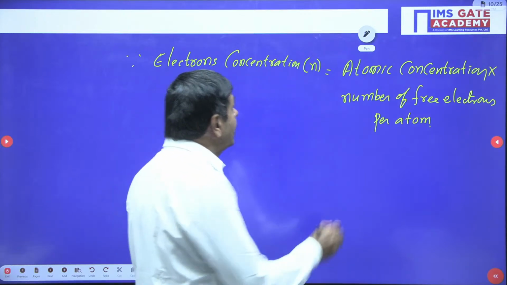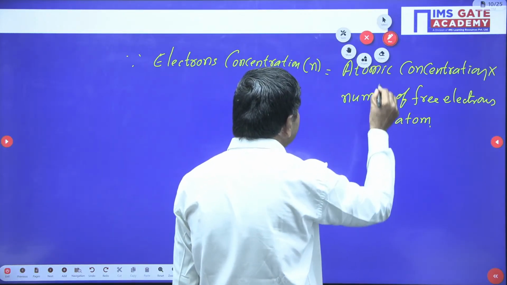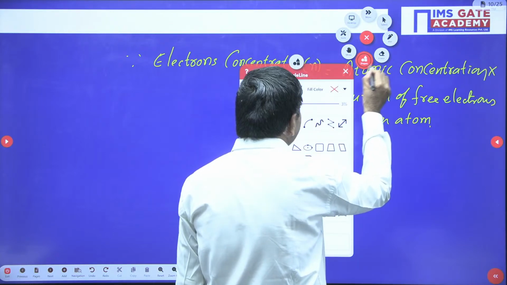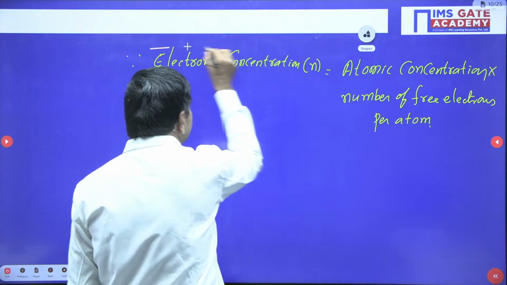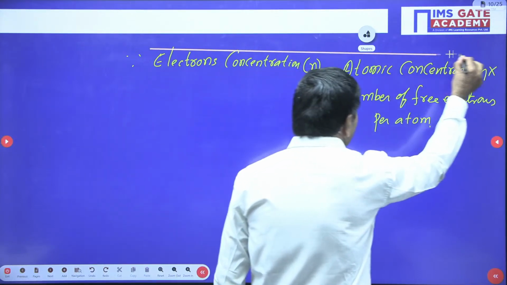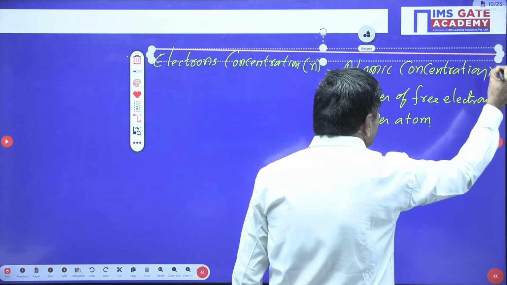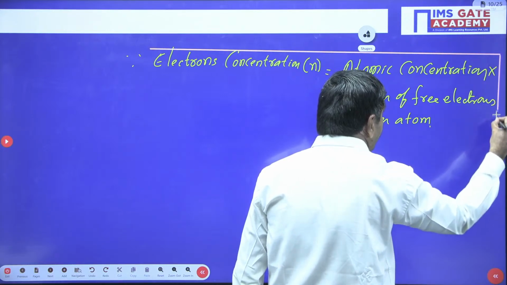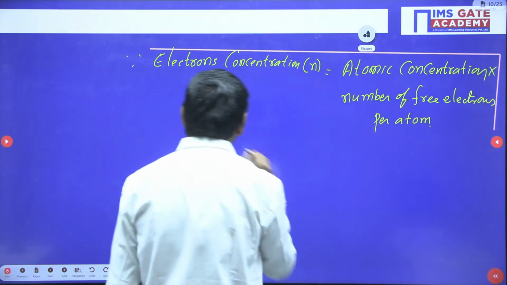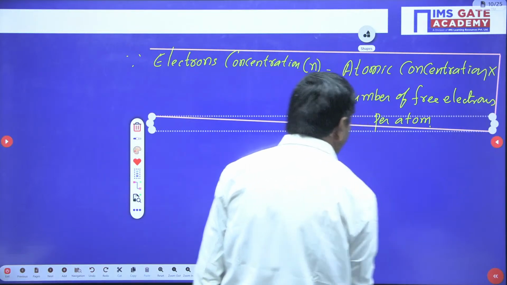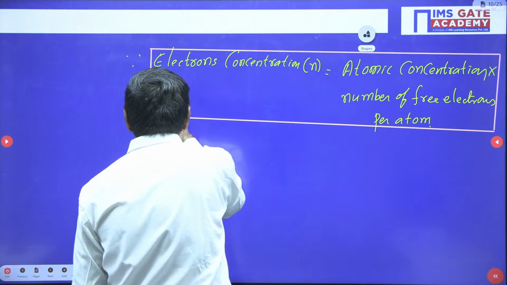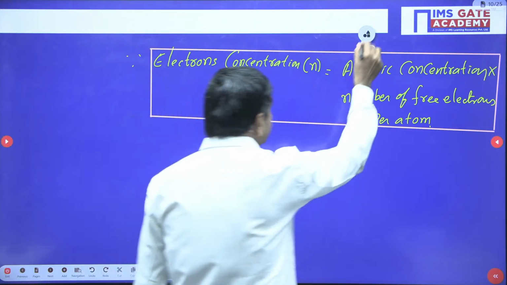So this formula is also very, very important. You must remember this formula also. These are all very, very important. Understand my point now.